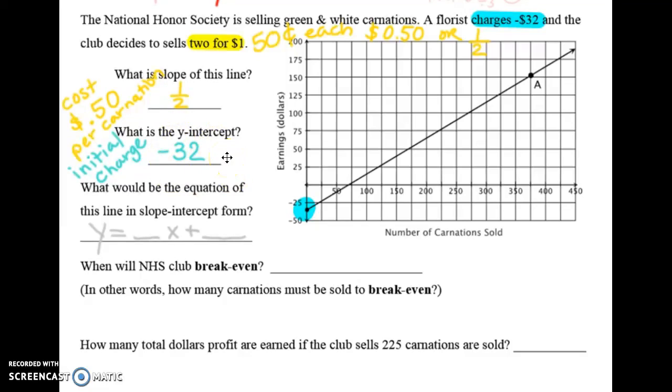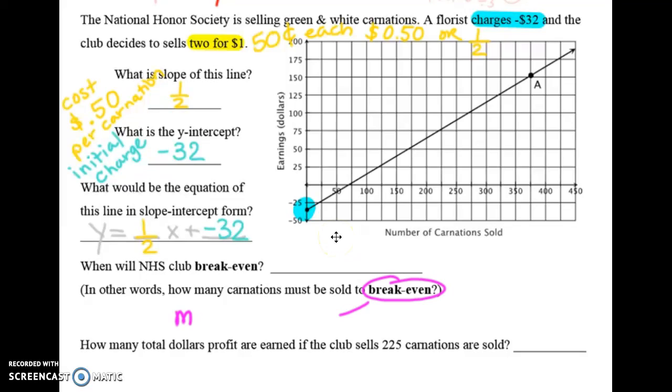for the charge. So when I go to write my equation, I need the slope and the y-intercept. Slope was 1/2, that's a half dollar per carnation, plus the negative 32. Because negative 32 is where my line began.